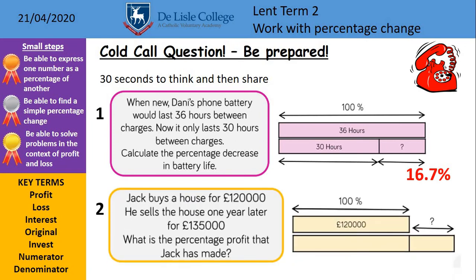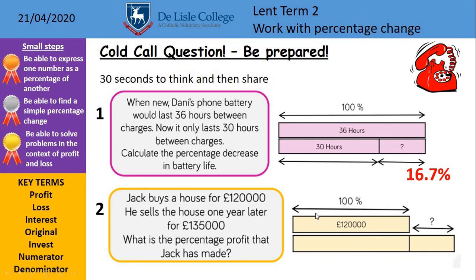Question 2. Pause the video while you have a go at this question. So Jack buys a house for £120,000. He sells the house 1 year later for £135,000. What is the percentage profit that Jack has made?